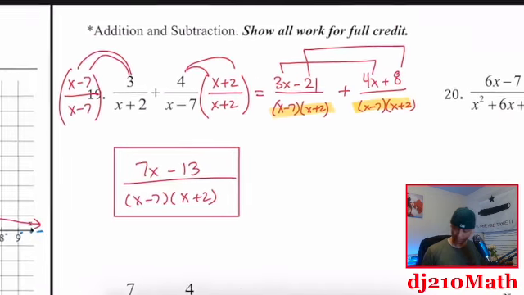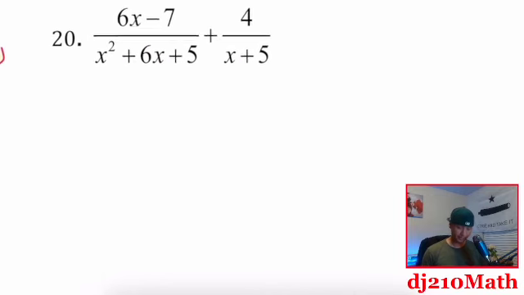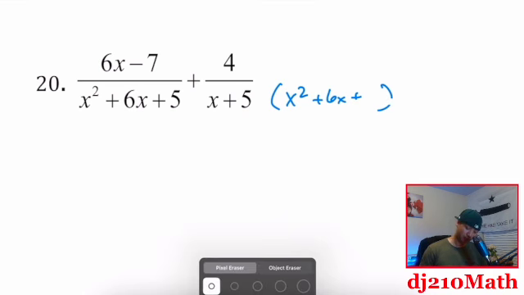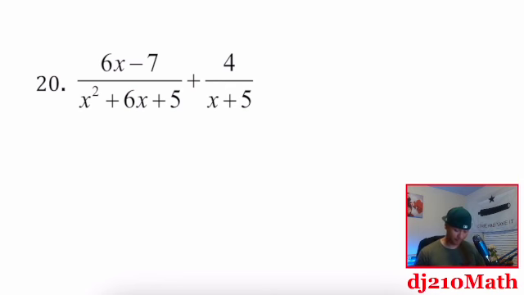Okay, 20. Same idea, just slightly different. The only difference is that this right here is a quadratic and this is not. So if we figure out what factors this is, we can figure out what to multiply the other side by, right? Because what you don't want to do is multiply this side by x squared plus 6x plus 5. That is not what we want to do. That's going to make things exponentially worse.